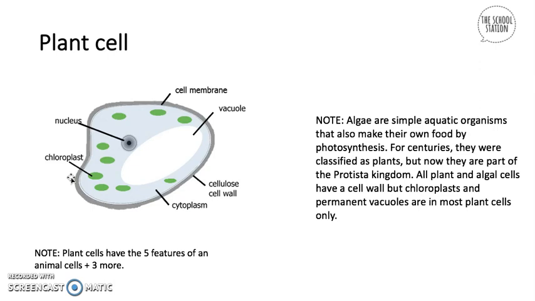A permanent vacuole is a space in the cytoplasm filled with cell sap. This is important for keeping the cells rigid to support the plant. And then the other thing we have is the chloroplast. The chloroplasts are found in the green parts of a plant.